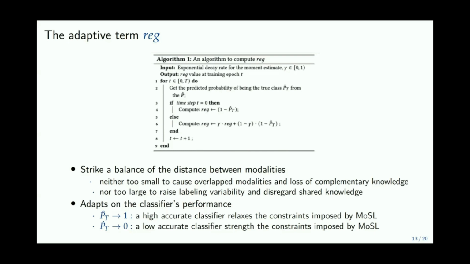So if we see the prediction value is close to the true label, that means we already have a highly accurate classifier. In this case, we don't need to restrict modality-wise structural learning. Otherwise, when we have a really low-performing classifier, then we want to impose strict modality-wise learning. So in this algorithm, in line 6, we can see how the RAG is computed with a momentum approach.